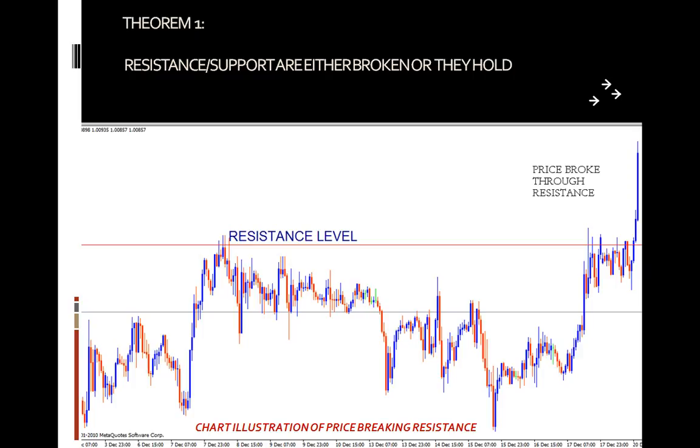So what will happen at resistance level is either the resistance or the support level is holding, preventing price from moving up at resistance level, or preventing price from coming down at support level, or it is broken. And we can see how price broke through the resistance level. Here is a short illustration of price breaking resistance level.